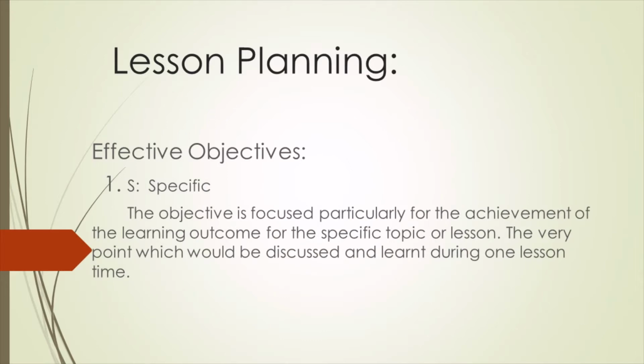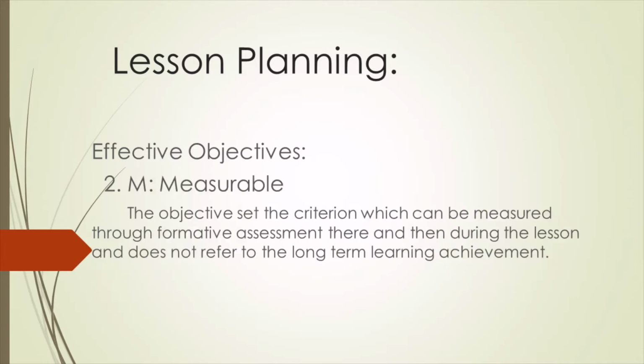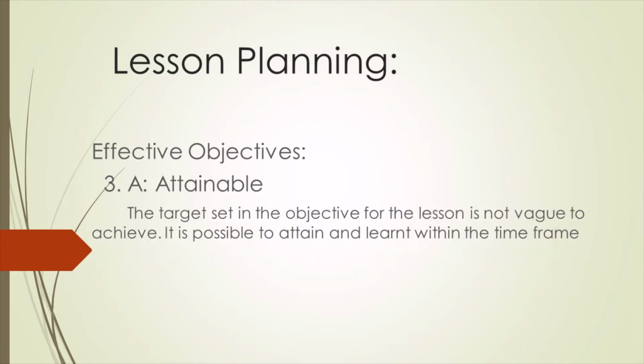S, Specific. The objective is focused particularly on the achievement of the learning outcome for the specific topic or lesson, the very point which would be discussed and learned during one lesson time. M, Measurable. The objective sets the criterion which can be measured through formative assessment there and then during the lesson and does not refer to long-term learning achievement.